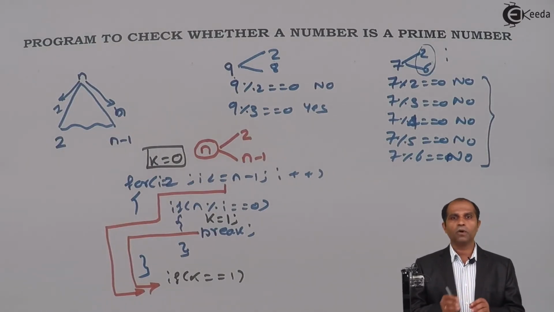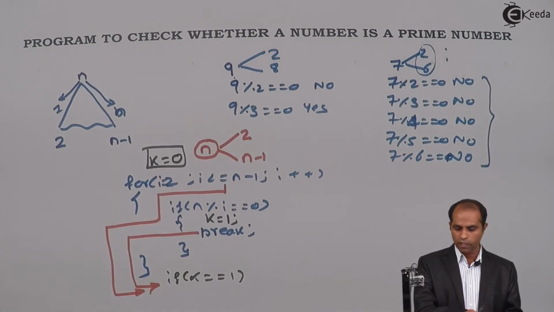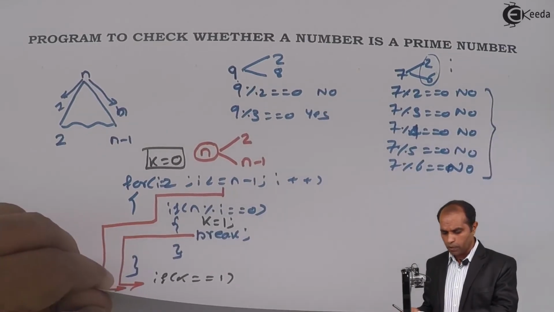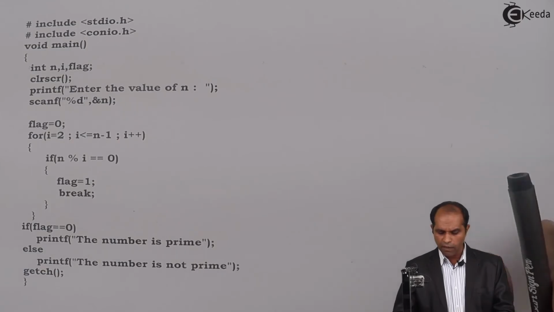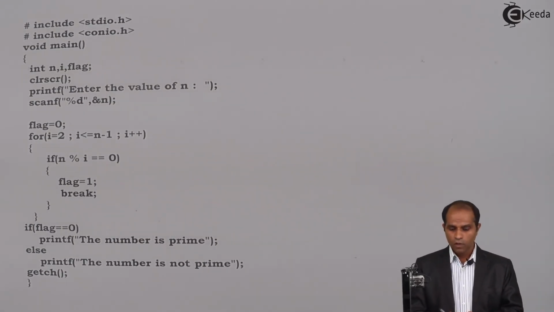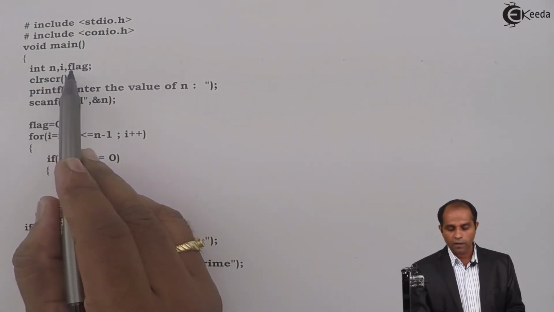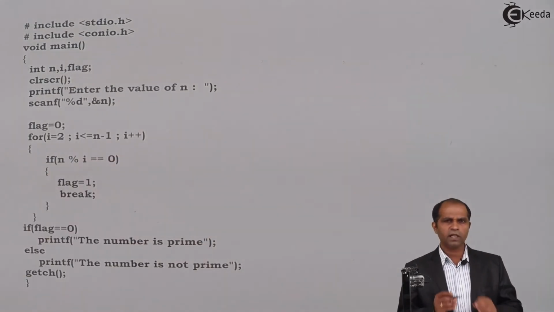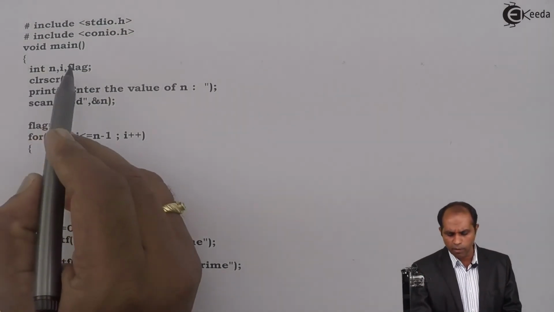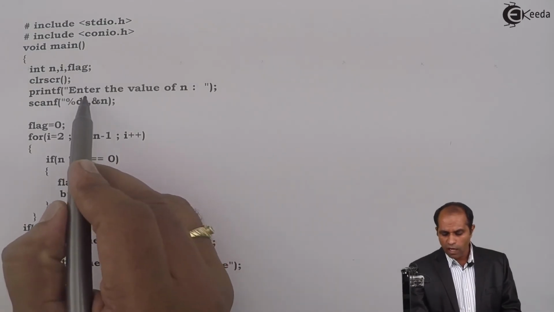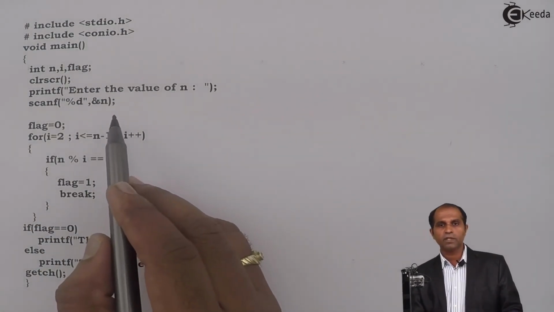Now let's see a program to check this entire task. Let me place the program. So now here I have the program for you. I have included the header files. I have taken two variables n, i, and here I have taken flag. You can take k, you can take p, you can take m, you can take flag. I have taken an integer variable called flag. Clear screen. Ask the user to enter the value of n. So the value of n is entered by the user.